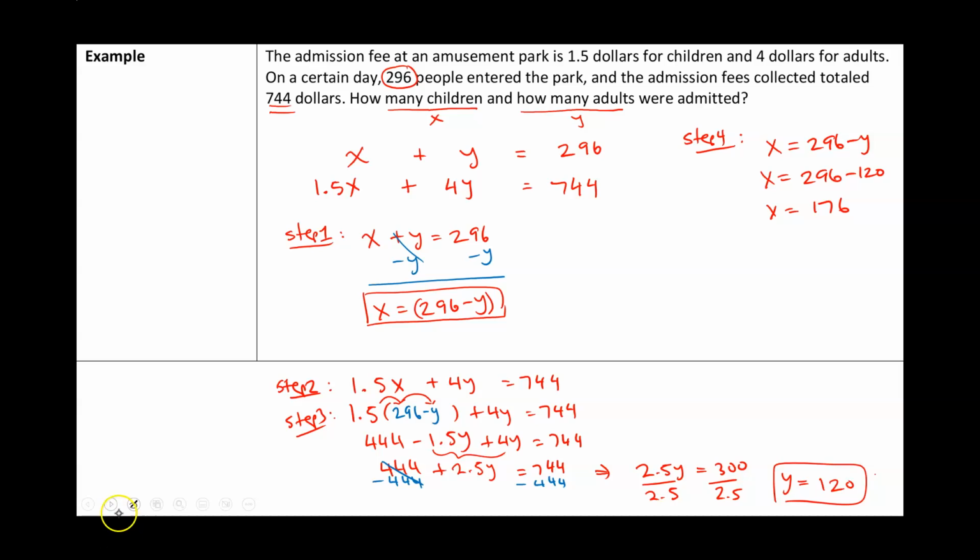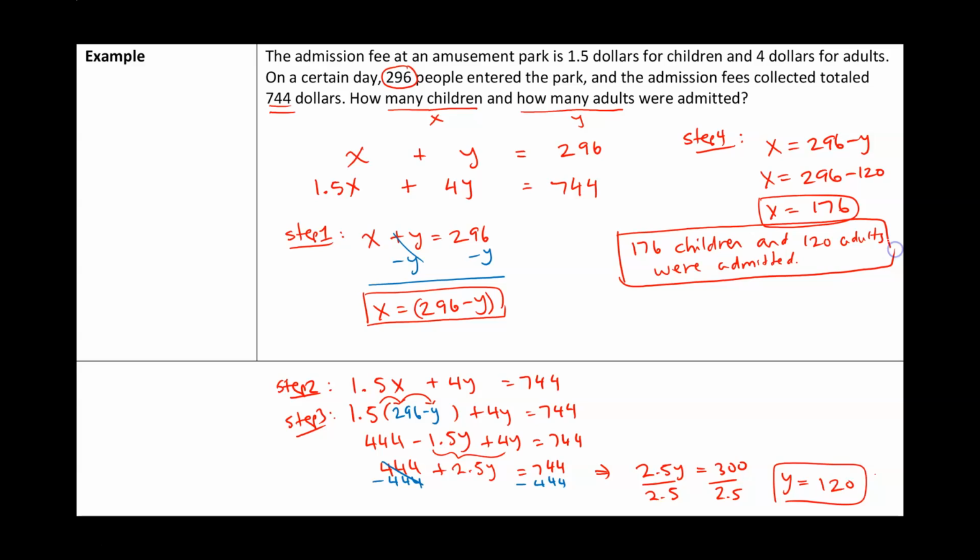Since x and y aren't just numbers, they represent something, we have to write a sentence using this. And this is why it's important in the beginning to label what x and y are. x represents the number of children and y represents the number of adults. So we're going to say that 176 children and 120 adults were admitted to the park. And this will be your final answer.